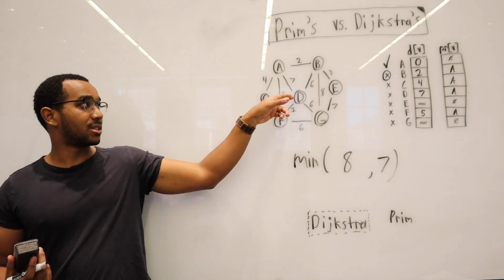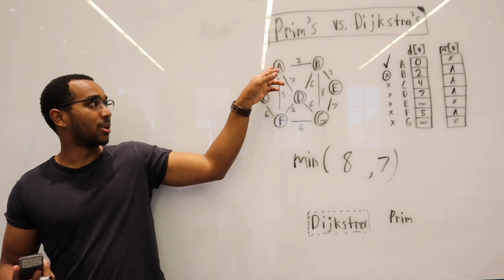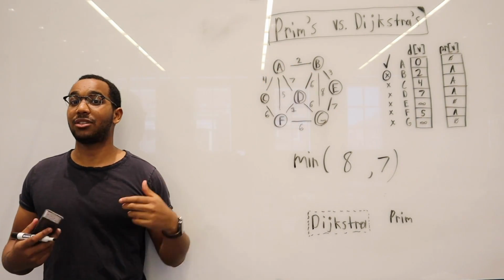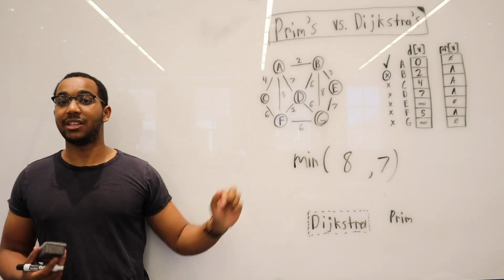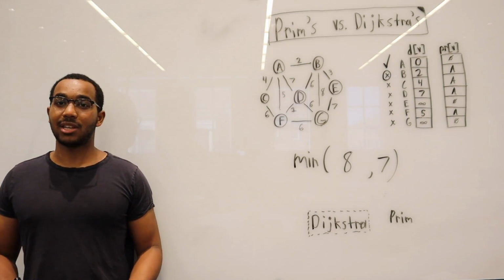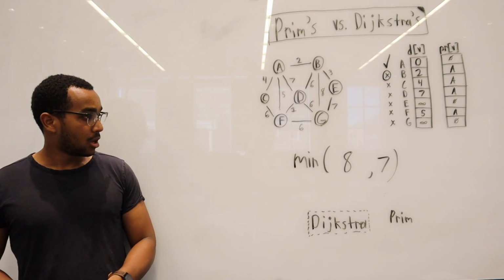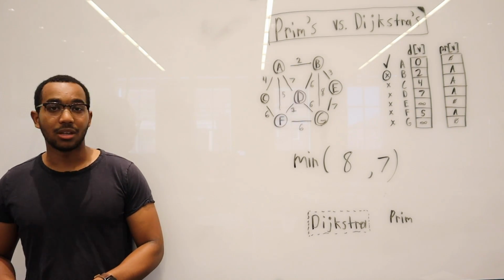Because if the parent of D is B, B's parent is A. So we'd go A, B, D. That's a path cost of 8. The path cost of AD is just 7. So it's better not to take that path. We didn't improve anything. So now we're going to look at the E.